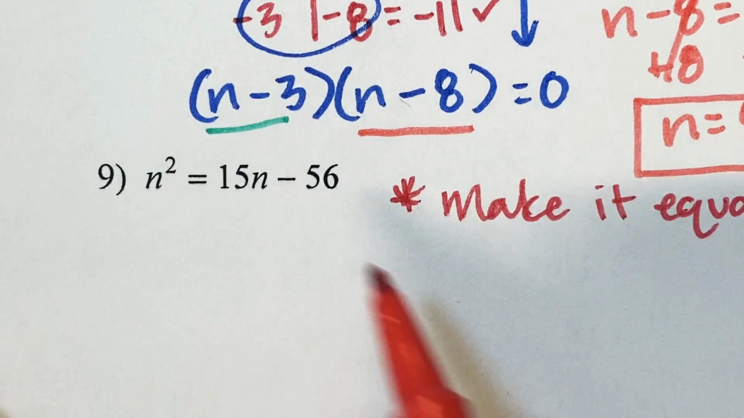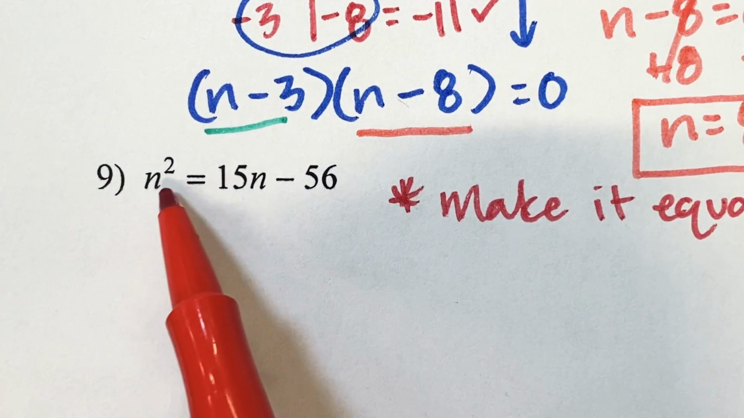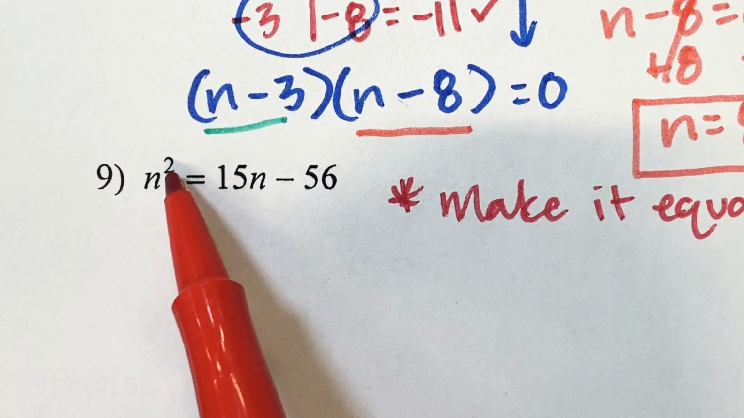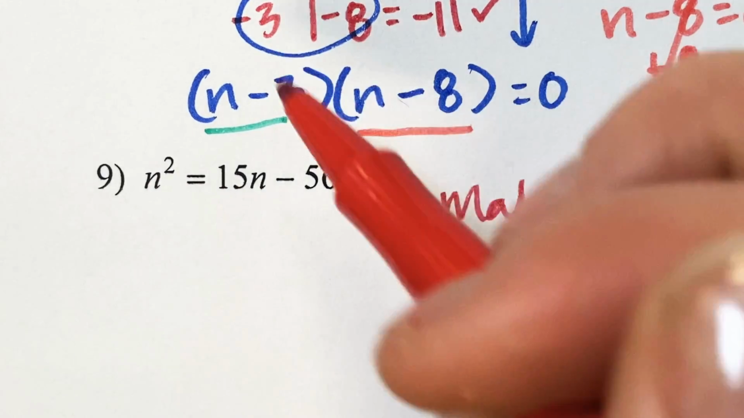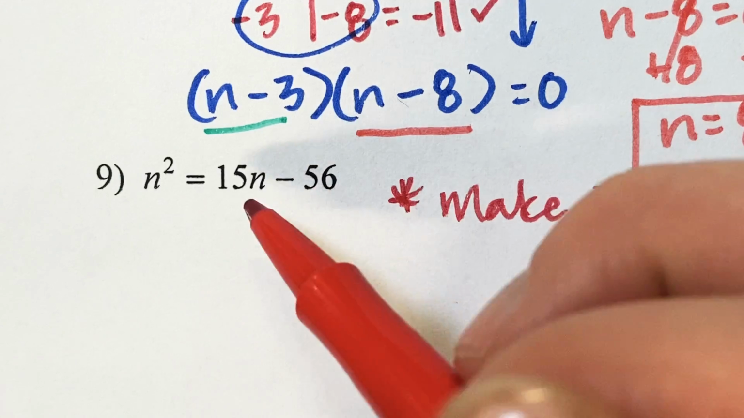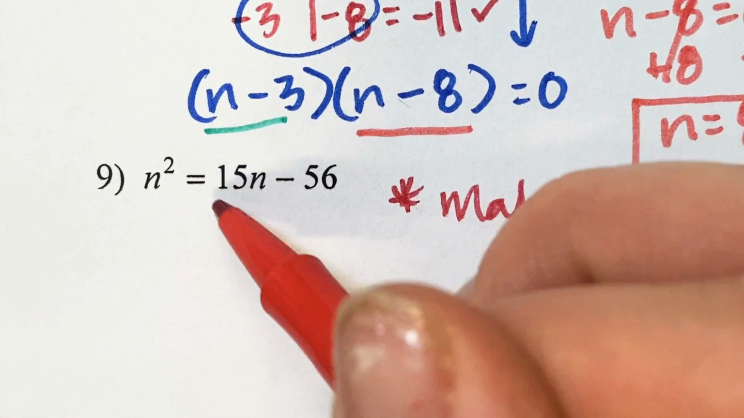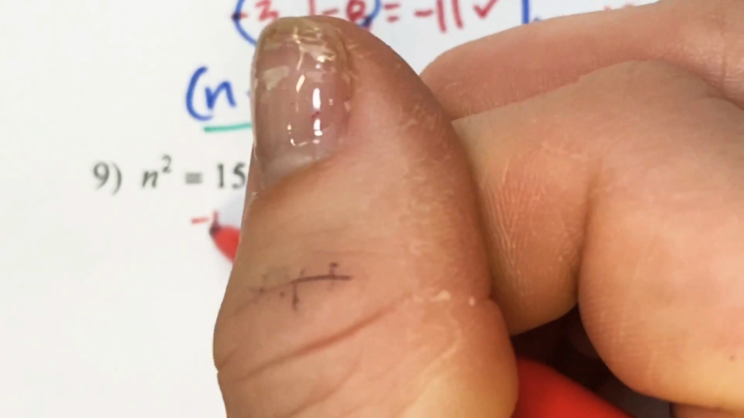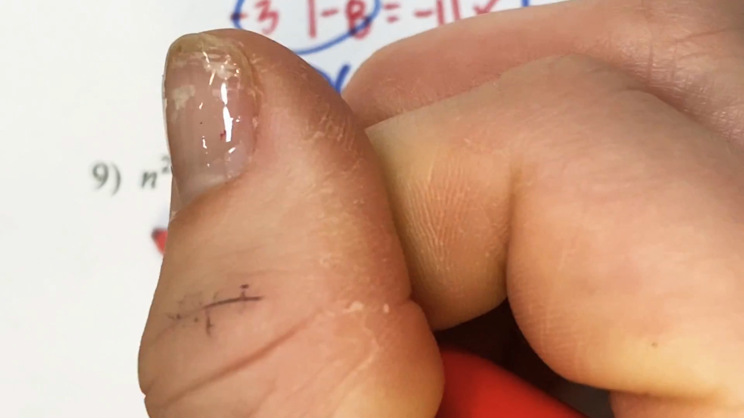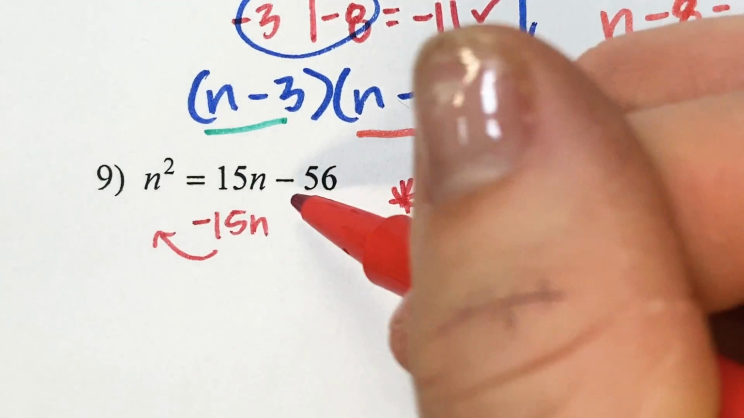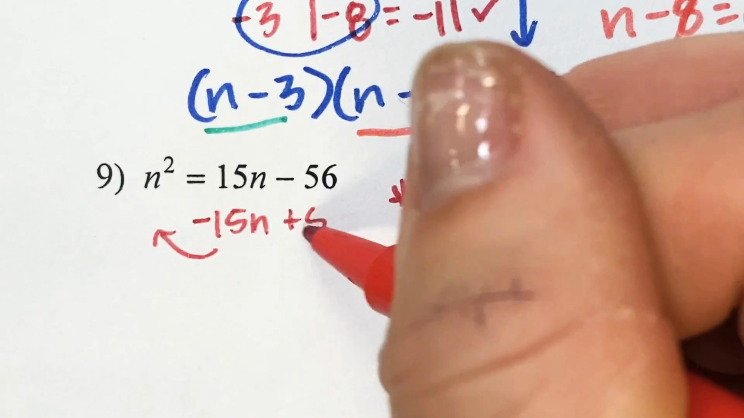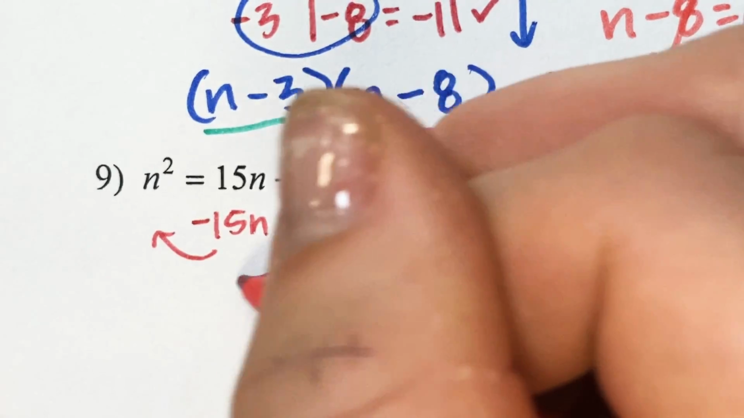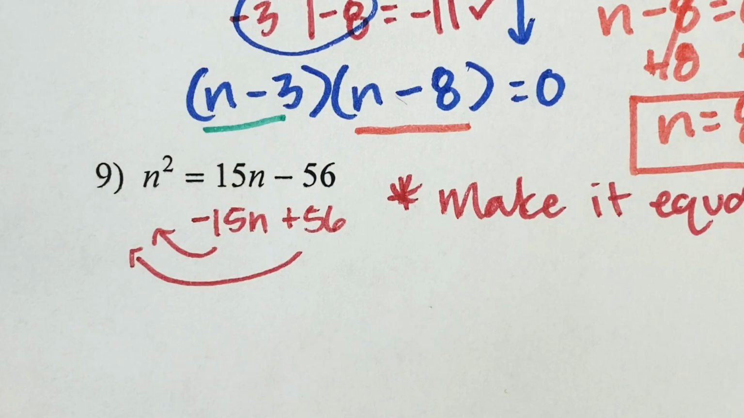Since I always want to keep my variable with the squared attached positive, I'm going to move these guys. So we have to do the opposites. The opposite of a positive 15n is going to be a negative 15n. That's going to move him over there. And the opposite of minus 56 is going to be a positive 56. Again, that's going to move him over there.